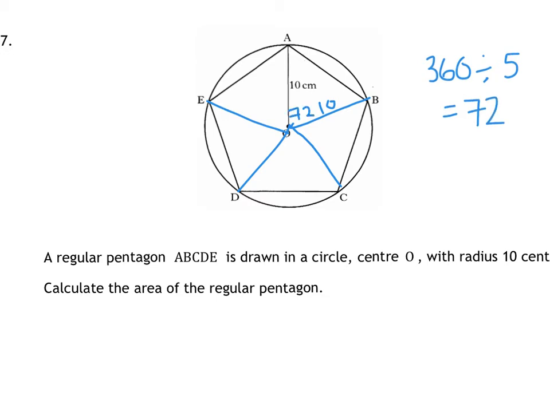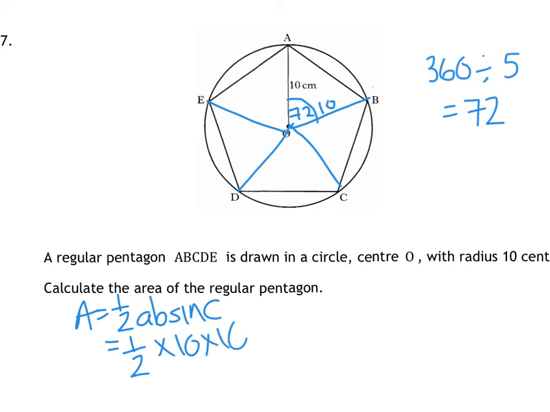So we've really just got a triangle here. Area of a triangle is half AB sine C. So your sides are 10 and 10. So it's a half times 10 times 10 times sine of 72. Go type that into your calculator, and you will get an answer of 47.55.